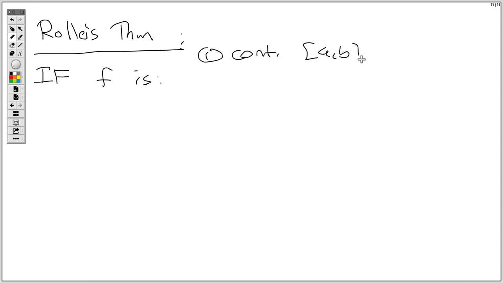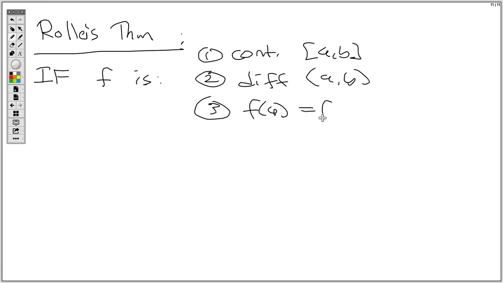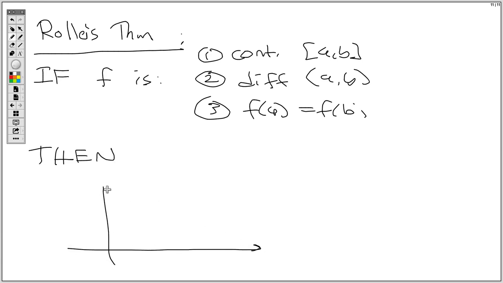Rolle's theorem was, if f is continuous on the closed bounded interval, differentiable on the inside, and f of b equals f of a, so we had the same altitude. Then what had to happen? Well, let's draw a picture. Let's see if I might remember the picture.